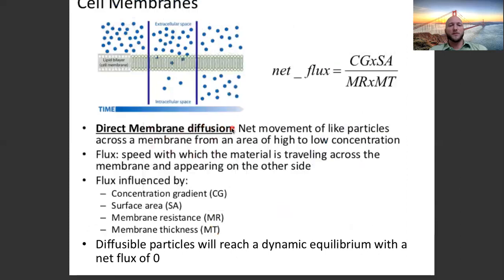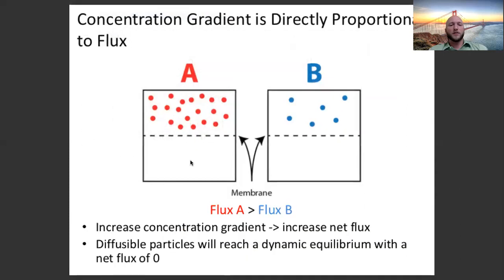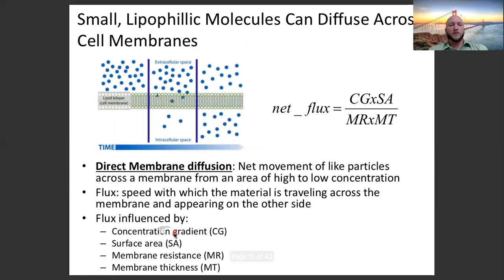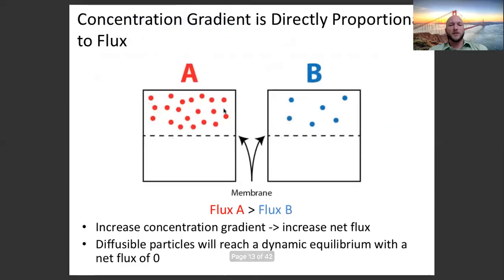Well, let's think about what we know here. Membranes are identical. The only thing that's really different in this is the concentration. There's lots of red circles up here. There's only a few blue circles up here. The red circles are going to move more rapidly across this membrane than the blue circles. Diffusible particles will reach a dynamic equilibrium if the net flux is 0.